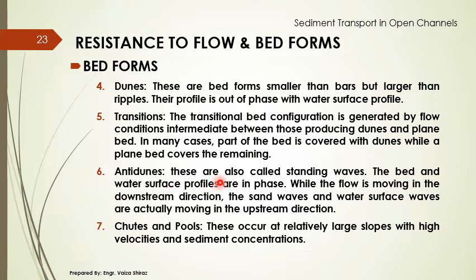Antidunes are also called standing waves. The bed and the water surface profiles are in phase while the flow is moving in the downstream direction. The sand waves and the water surface waves are actually moving in the upstream direction. And then you have the chutes and pools. These occur at relatively larger slopes with high velocities and sediment concentrations.